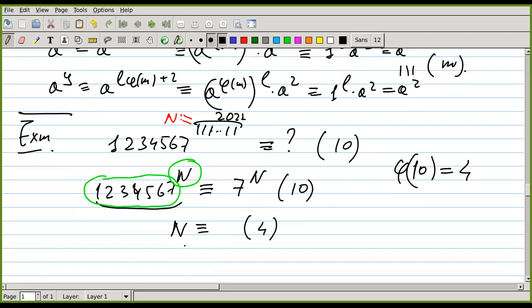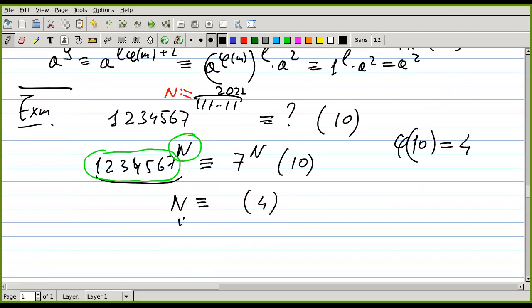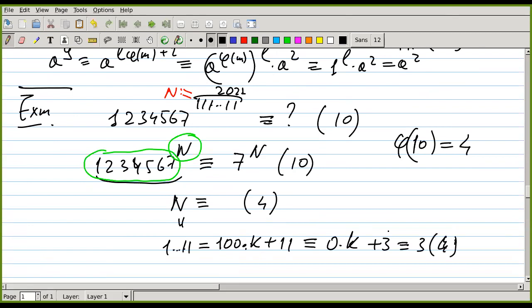But what is n? n is 1, 1, 1, 1 many times. So it is 100 multiplied by something plus 11. Do you agree? 100 is congruent to 0 modulo 4, and 11 is congruent to 3 modulo 4. So it is just 3. Is it clear?